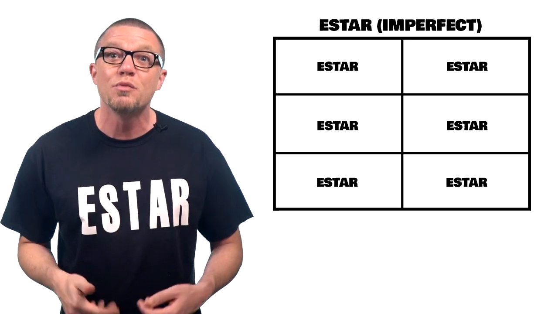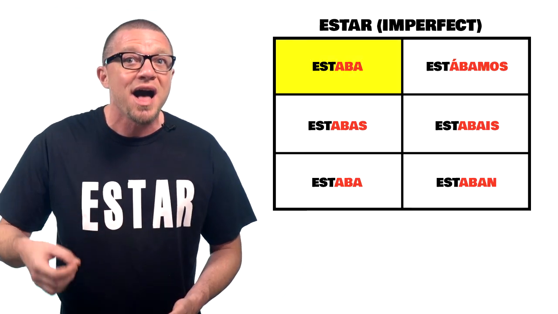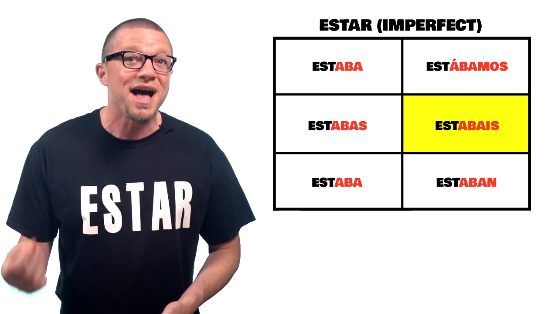Well, I've got some more good news for you. Estar couldn't be easier in the imperfect tense, because in the imperfect tense, estar is 100% regular. So remove the AR in every box, then add the imperfect regular AR endings. Aba, abas, aba, abamos, abais, aban.